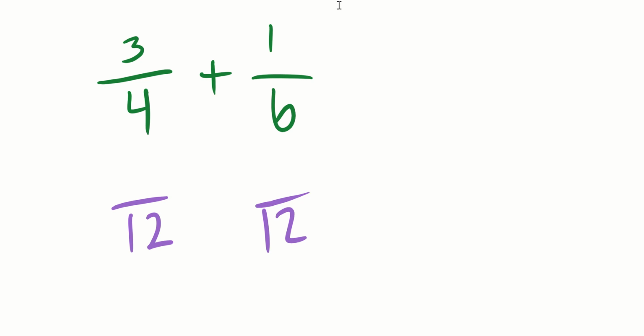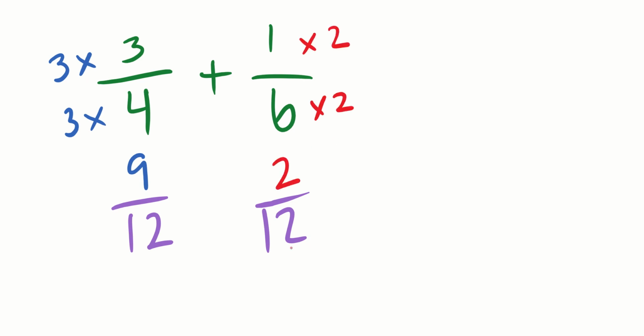So 4 and 6 can both go into 12, so I'm going to make the denominators 12. I'm going to multiply the 4 by 3 to get to 12. So that means I multiply the numerator by 3 as well. So 3/4 becomes 9/12. And then for the 1/6, 6 can go into 12 twice. So I multiply the top and bottom by 2 and end up with 2/12.